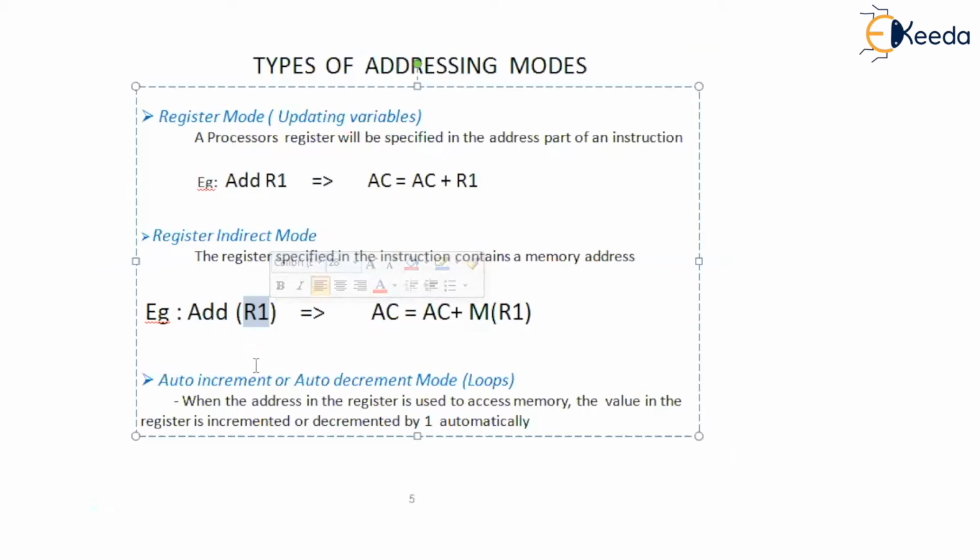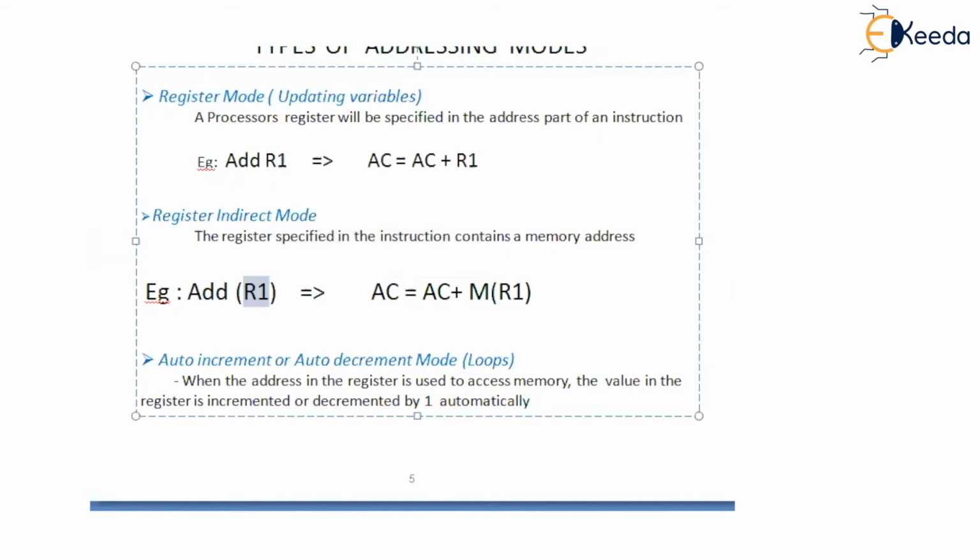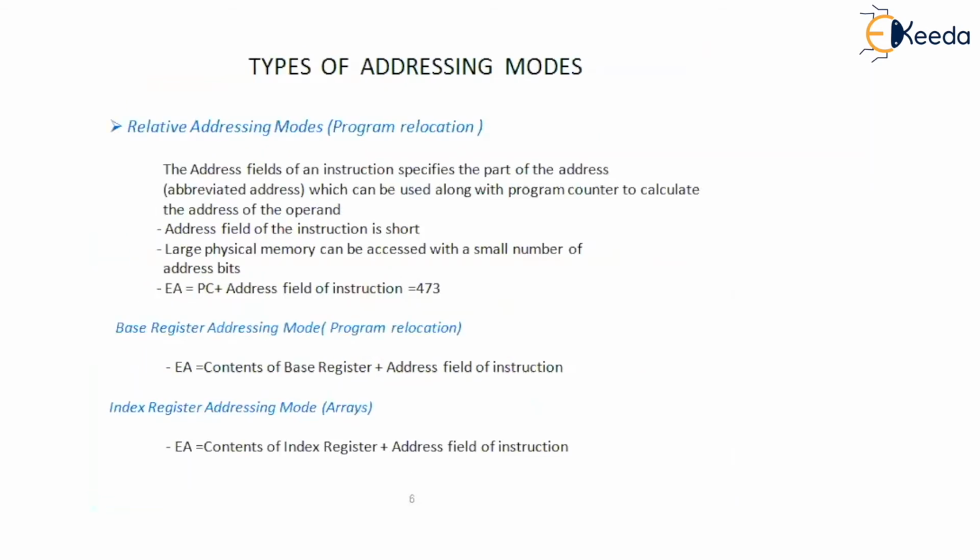Did you get it? This auto increment or auto decrement, as you interpreted rightly, will happen only in loops. If you want to enable loops in your programming language, the system should support auto increment or auto decrement addressing mode. Okay. Now, a relative addressing mode.